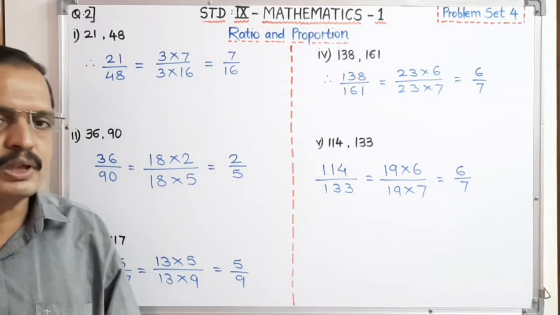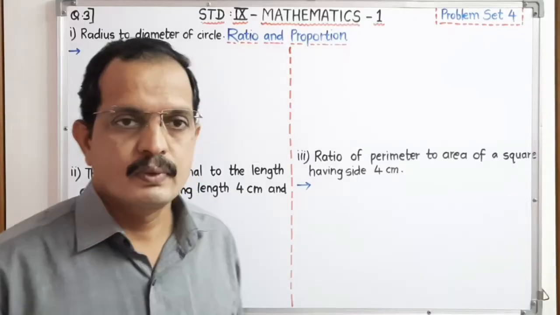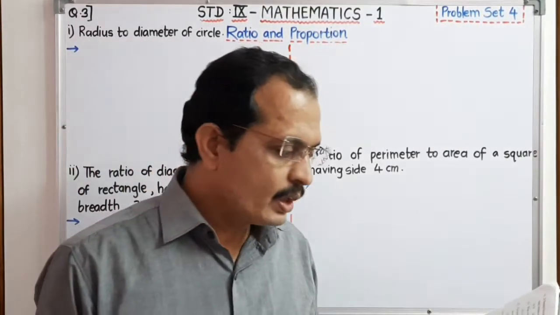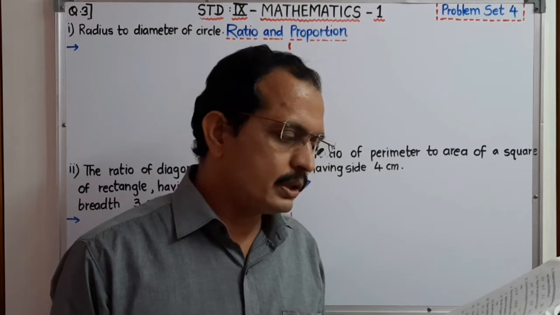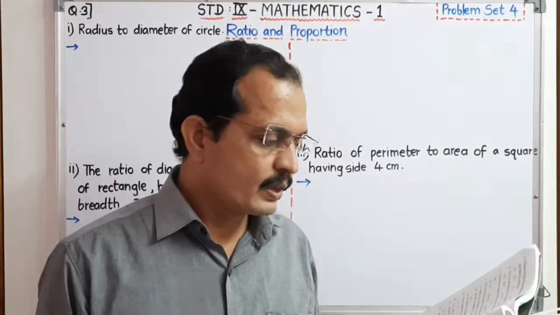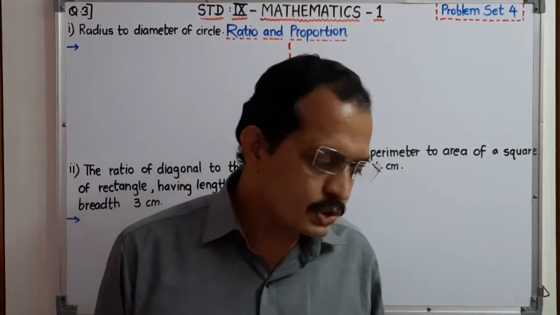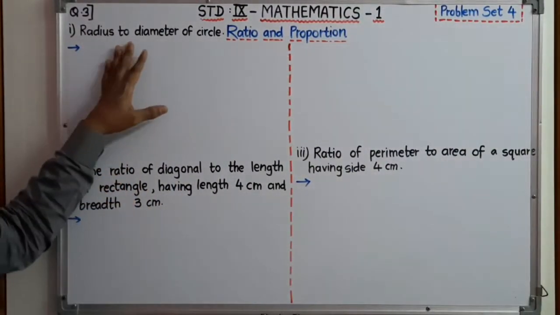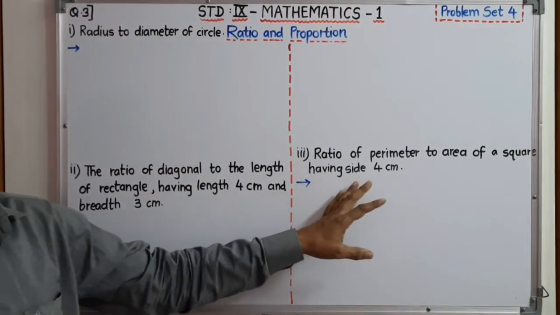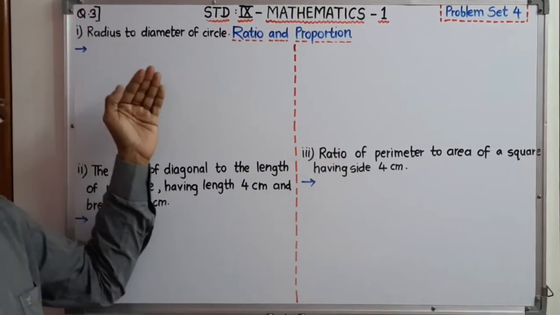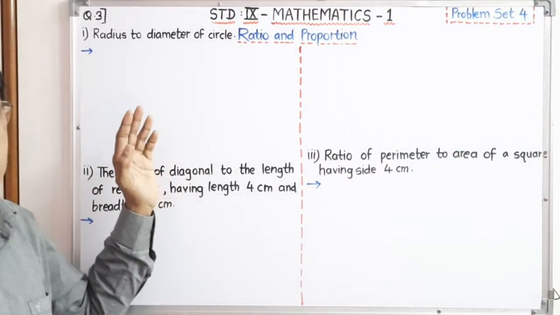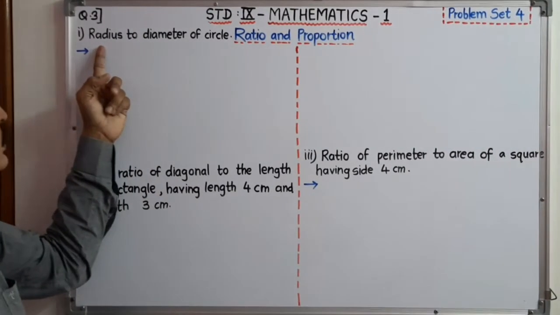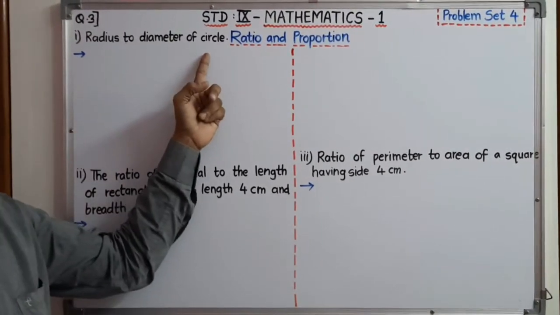Now we have to start with the third question. Dear student, see question number three. Write the following ratios in the reduced form. First, radius to the diameter of a circle. See dear student, 3 sub questions are there. We have to write the ratio in reduced form. First, ratio of radius to diameter of a circle.